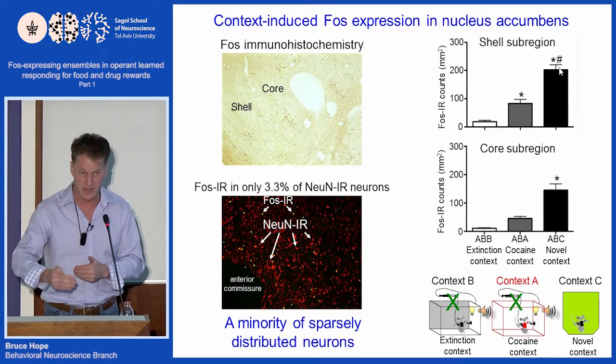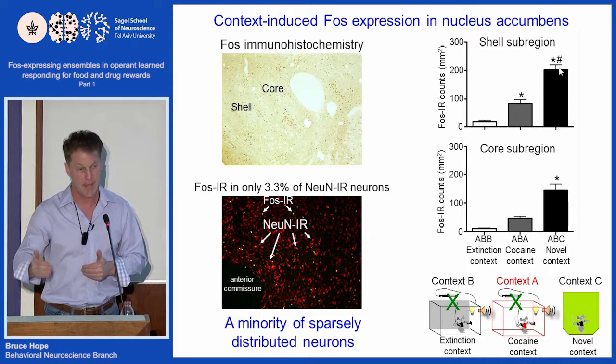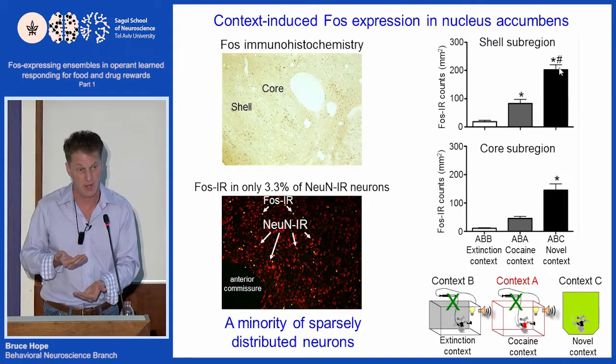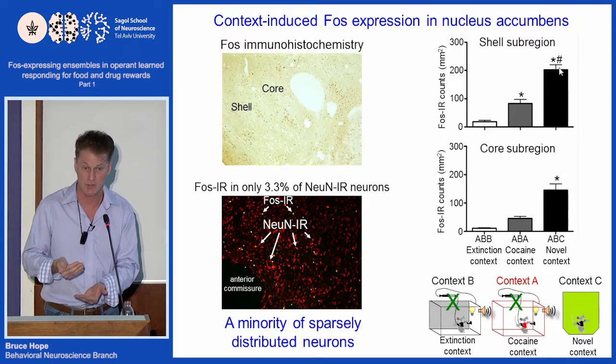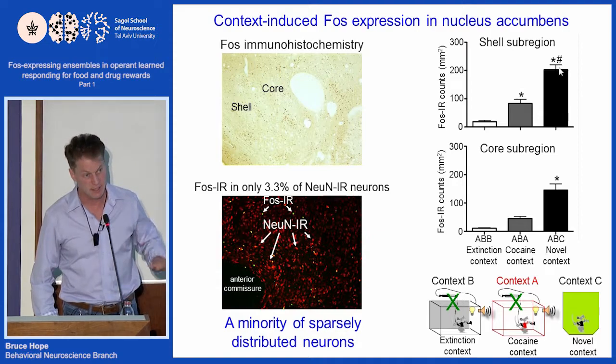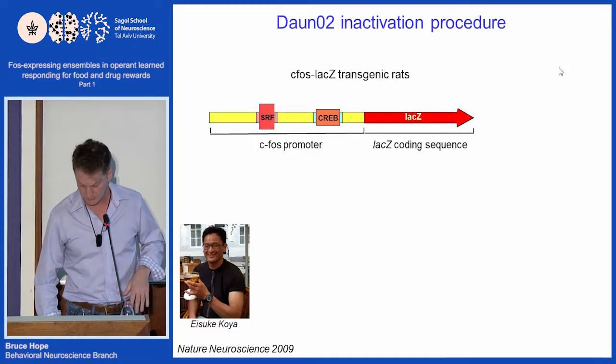And if you have a very, very well-trained animal for a particular behavior, you find that even lower numbers of Fos are actually turned on. But you can still show that very low numbers of Fos are mediating behavior. So we have that sparse expression of Fos, of a very low number of neurons.